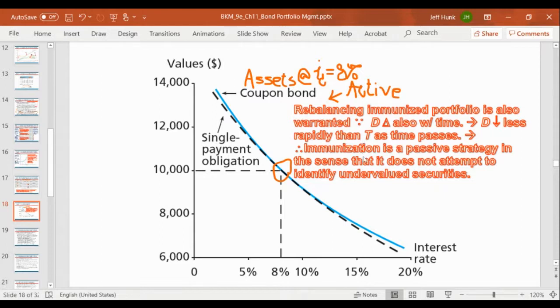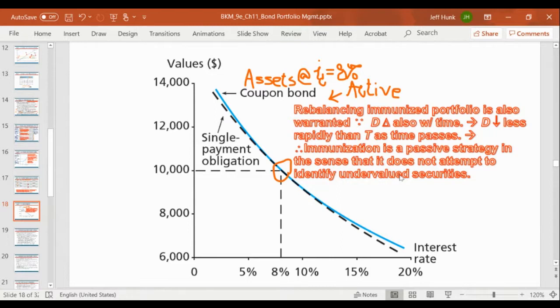But anyway, immunization is supposed to be a passive strategy. Passive meaning a passive portfolio management strategy. Passive meaning you just set it up. You just match the duration and you don't have to do anything. So it's passive, right? But because you have to rebalance it over the longer time horizon, you will need to rebalance it, and rebalancing is not a passive thing. It's active management, isn't it right?